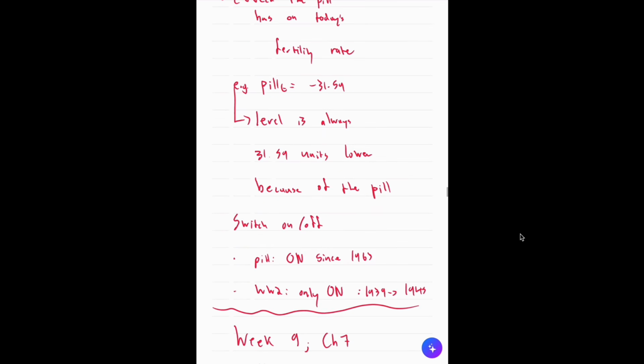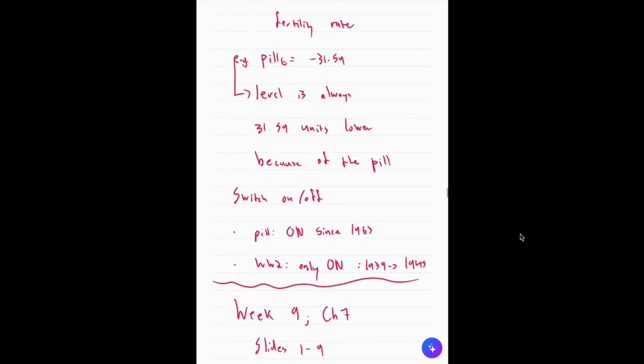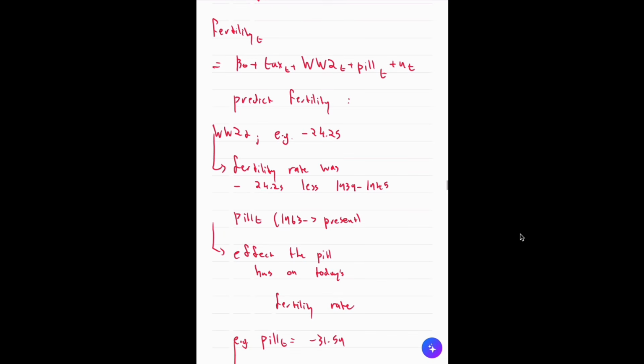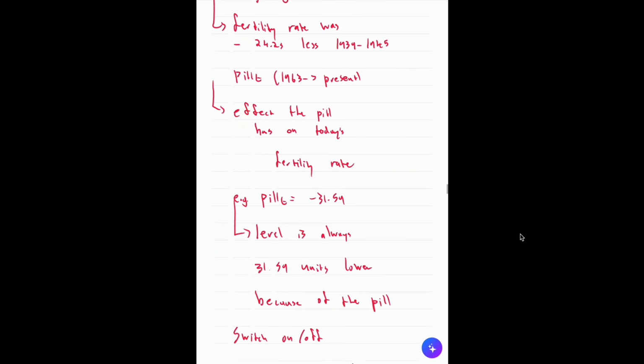And so you can think of these dummy variables as things that you can switch on and off. So the pill variable has been on, quote unquote, since 1963, but the World War II dummy variable was only on between 1939 and 1945. So if you were doing a time series analysis of fertility in 1939, 40, 41, 42, 43, 44, 45, then you would add in the World War II variable to say, oh, this is the effect of there being a war happening on the fertility rate. But in 1946, 47, 48, you would remove that because World War II is no longer a thing that can explain the fertility rate, right?